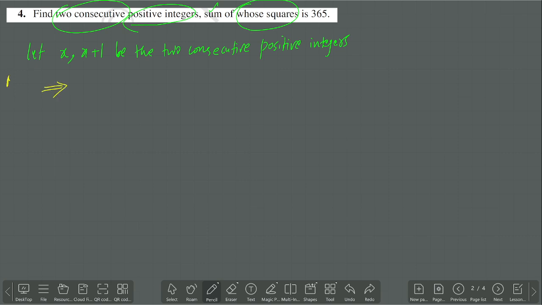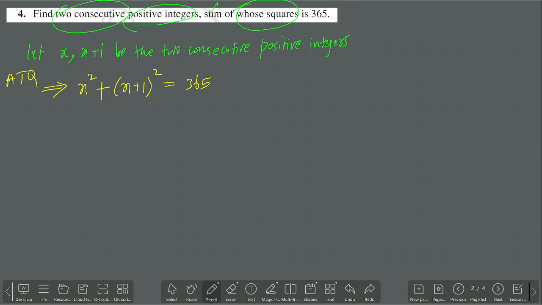According to the question, ATQ, the condition is: x square plus (x plus 1) whole square equal to 365. Sum of whose squares is 365. This is the condition. They may ask in a 1 mark or 2 mark question. Instead of positive integer, they may give positive even integer or odd integer, so you should be ready for that type of question also.